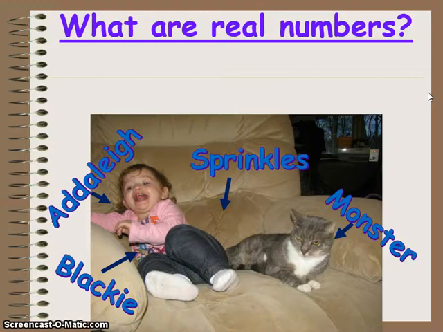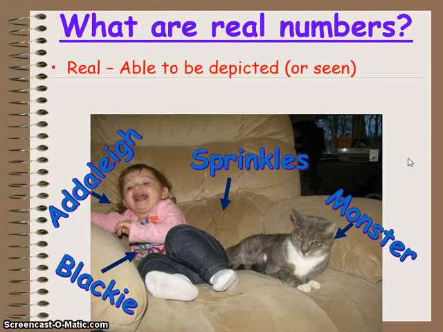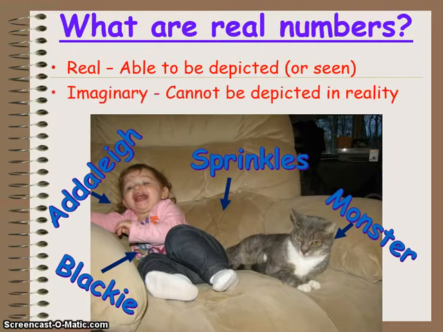And like imaginary friends, imaginary numbers exist as well. And they kind of have the same properties. If you think about the real cat, Monster, you would say that it is real because you're able to depict it. When I took the picture, it can be seen. On the other hand, the imaginary cats, Blackie and Sprinkles, cannot be depicted in reality. They cannot be seen with the eye.